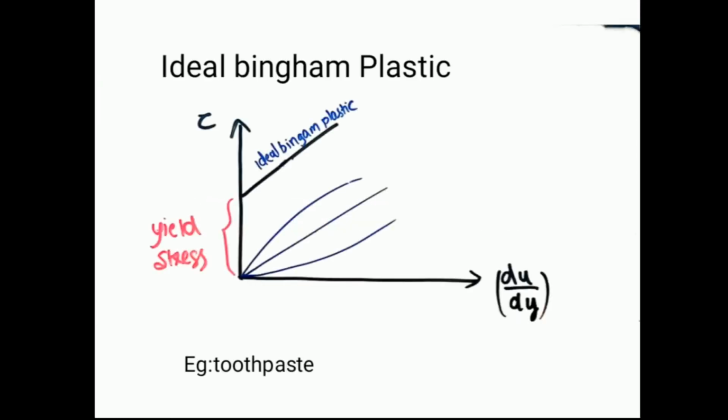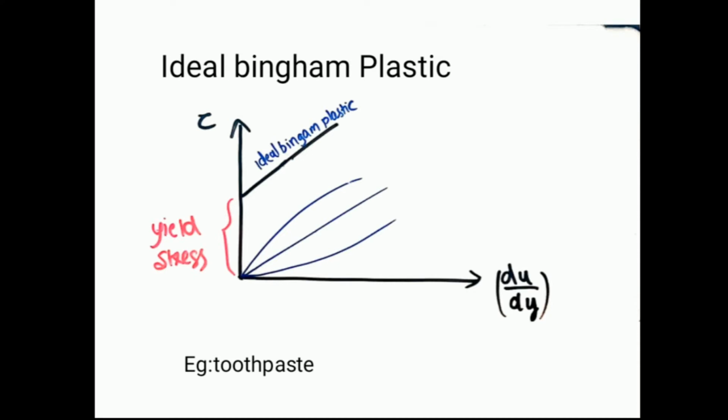Ideal Bingham plastic. From the graph shown here, we can see that an ideal Bingham plastic requires a yield stress for the flow to start. That is, we can consider the example of toothpaste.